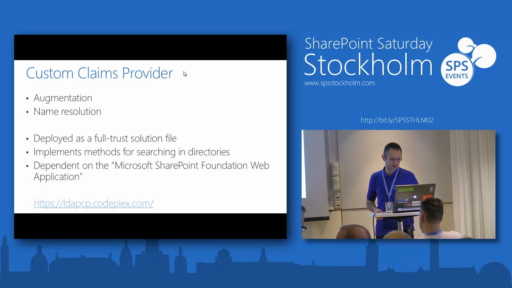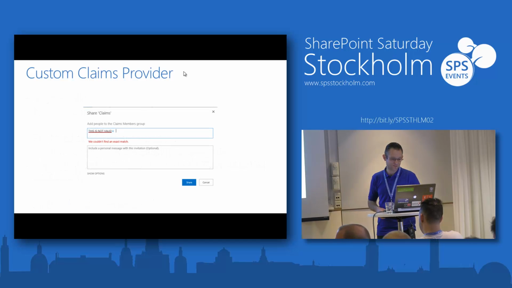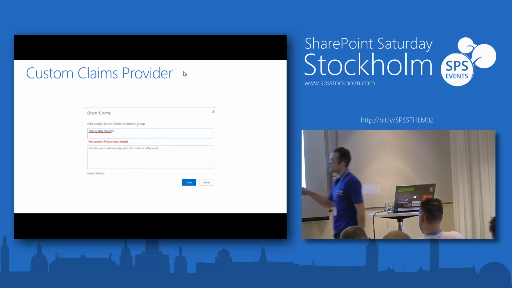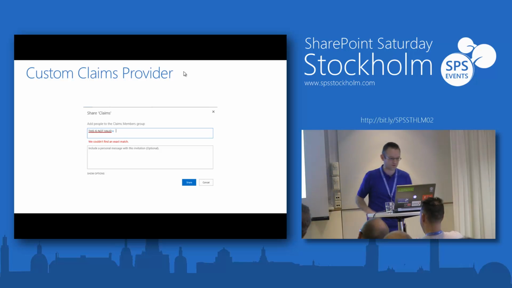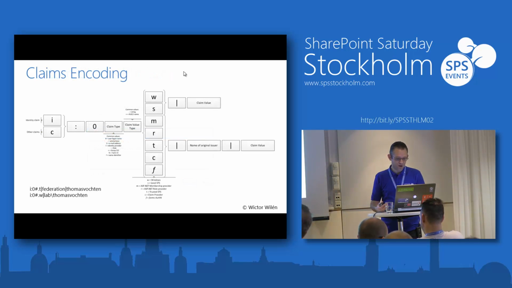So that's the custom claims provider. That's probably the first thing you want to do after you've implemented ADFS. And if you've implemented it, this is not valid will be not valid, and it says we couldn't find an exact match. And all these error messages are configured inside of the custom claims provider. Something else is the username.